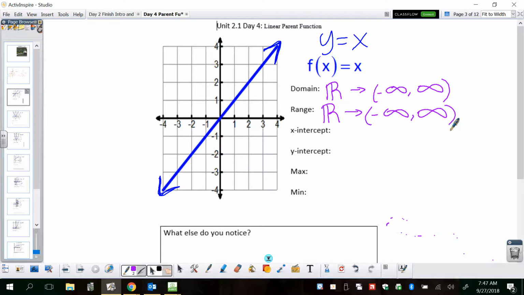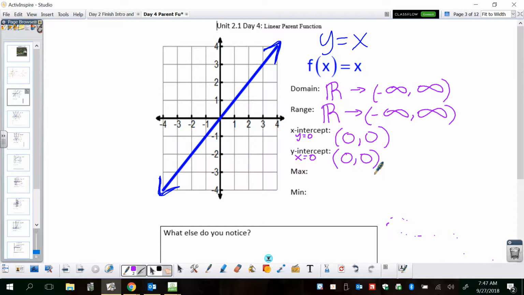What about our x-intercept? Yeah, it's right there at 0. What's that as a point? (0, 0). Because remember, your x-intercept is when y equals 0, but your y-intercept is when x equals 0. Is it the same point? Yeah. It's the same point for both. I will tell you, a lot of our parent functions have (0, 0) as our x-intercept and our y-intercept. Not all of them, but a lot of them.